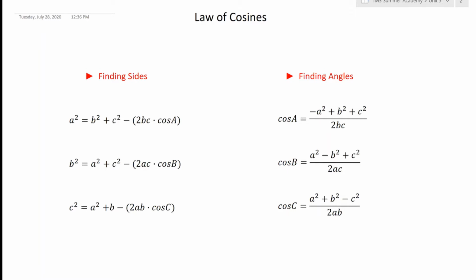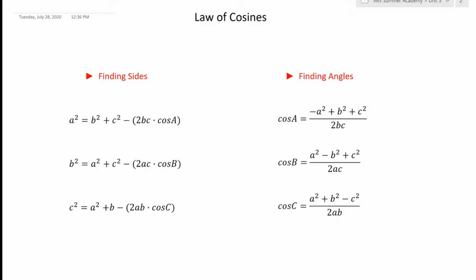Remember, if they're right triangles, use Pythagorean theorem and other methods. But if they're not right triangles, law of sines and cosines are the way to go. Now, for law of cosines, there is a formula that solves everything. I've written it down into various forms. These are all the same formulas, just in different formats.